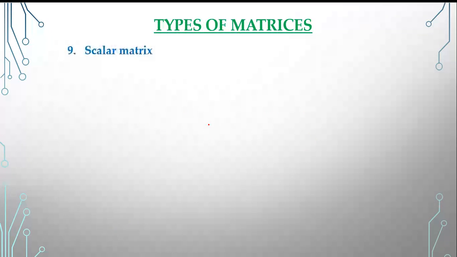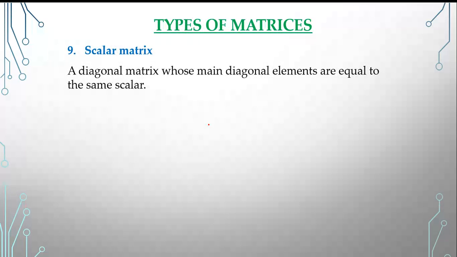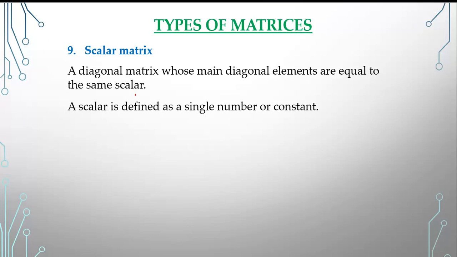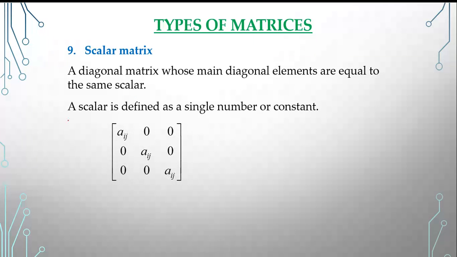Next one is the scalar matrix. So what is the scalar matrix? A diagonal matrix whose main diagonal elements are equal to the same scalar. A scalar is defined as a single number or constant. That scalar can be any constant, right? Suppose we have this type of matrix. This is our main diagonal. This is simply a diagonal matrix, because we only have diagonal elements; non-diagonal elements are zero.